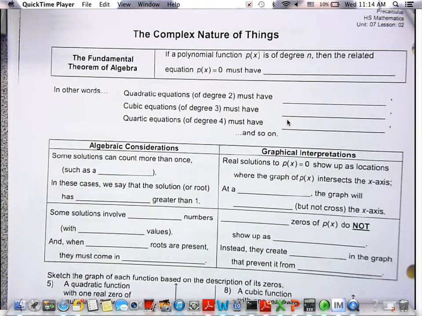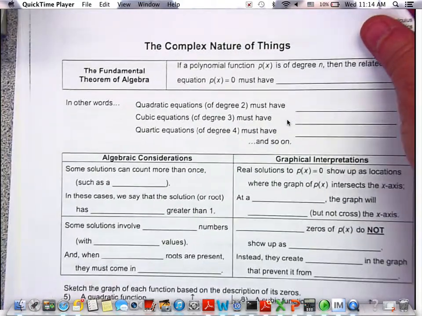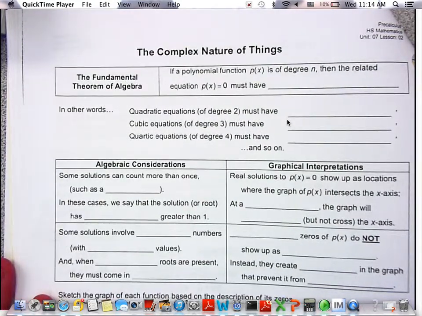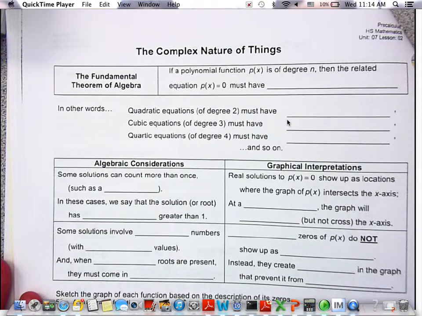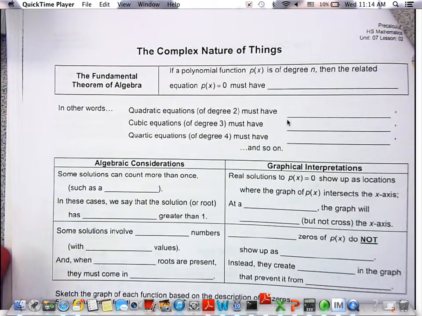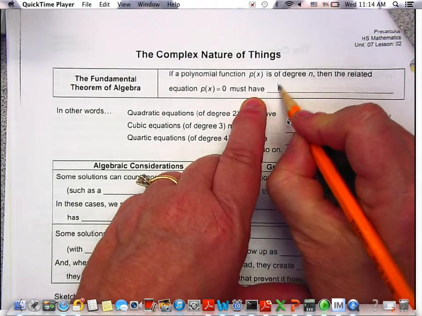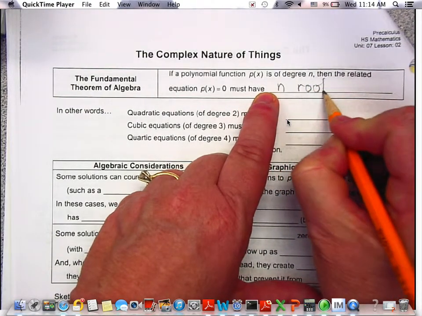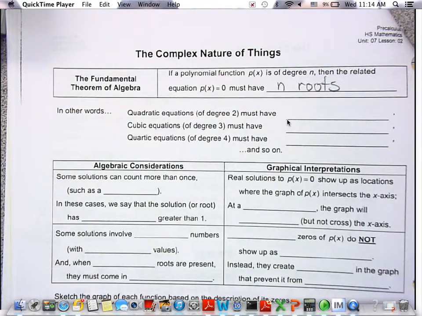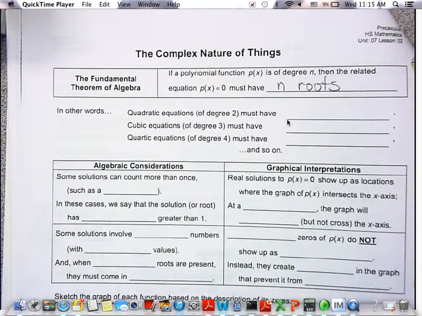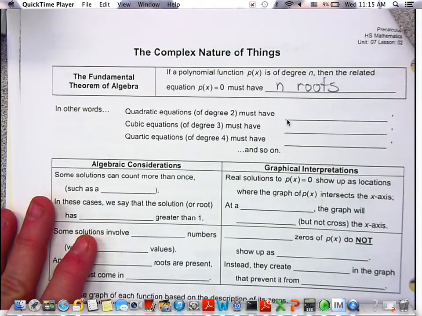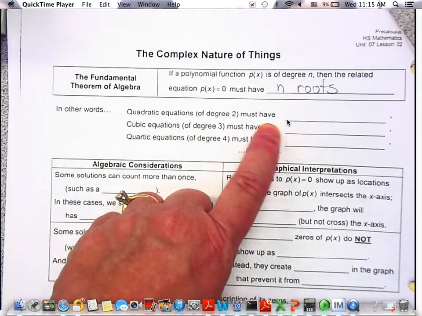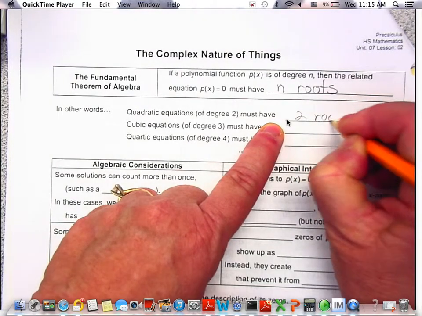So this is called the fundamental theorem of algebra. If you turn the page. If a polynomial function p of x is of degree n, then the related equation p of x equals 0 must have, if it has degree n, it's going to have n roots. So if the degree is 5, how many roots will it have? 5. If the degree is 2, how many roots does it have? 2. Now they don't all have to be real. Some of them can be imaginary. So quadratic equations of degree 2 must have 2 roots.